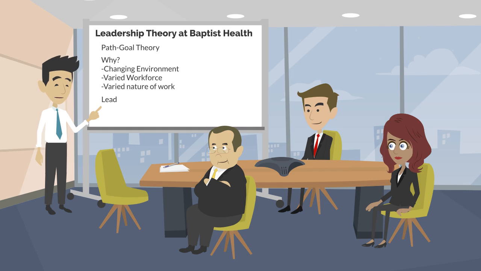The 4 leadership styles recognized by the path goal theory would provide the greatest flexibility for managers in different types of departments to assess and then choose the style that fits the situation best. For example, a manager in an environmental services department would likely use a different style of leadership versus a manager of a critical care nursing unit.